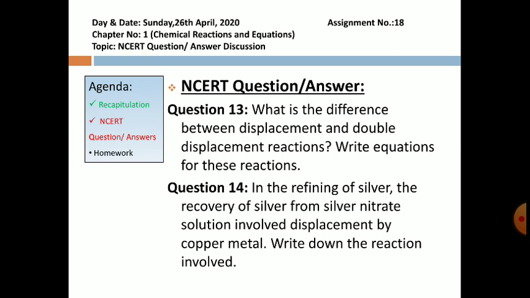Silver nitrate is AgNO3, copper is Cu. The formula of copper nitrate is Cu(NO3)2 and silver is Ag. The balanced chemical equation becomes 2AgNO3 plus Cu gives Cu(NO3)2 plus 2Ag.